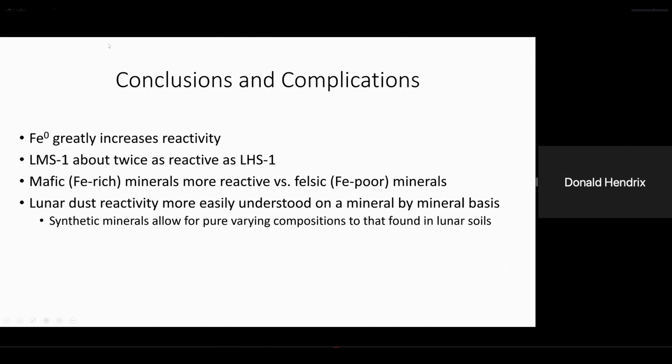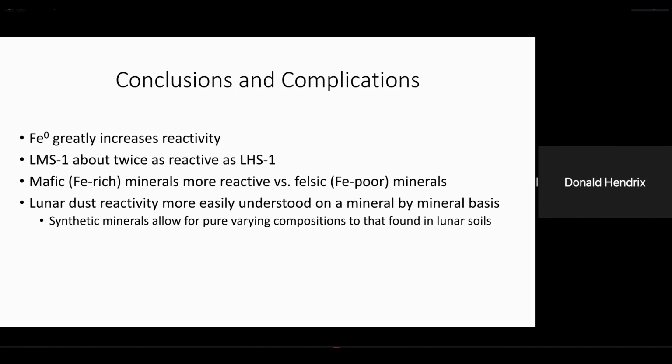And so to conclude, metallic iron on the surface of our lunar simulants caused a significant increase in reactivity. So it seems that metallic iron causes a much larger increase in reactivity compared to just iron oxide by itself. The lunar Mare simulant, which has more mafic materials, generated about twice as much OH radical as the Highland simulant, which doesn't have that much mafic material in it.